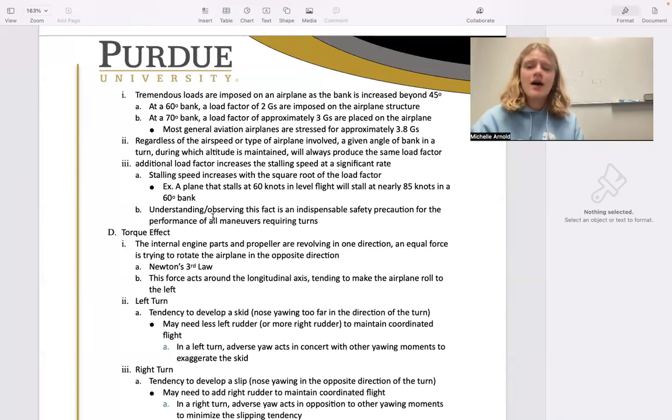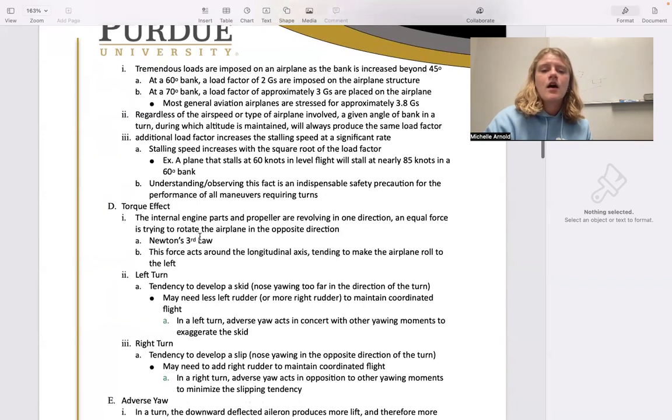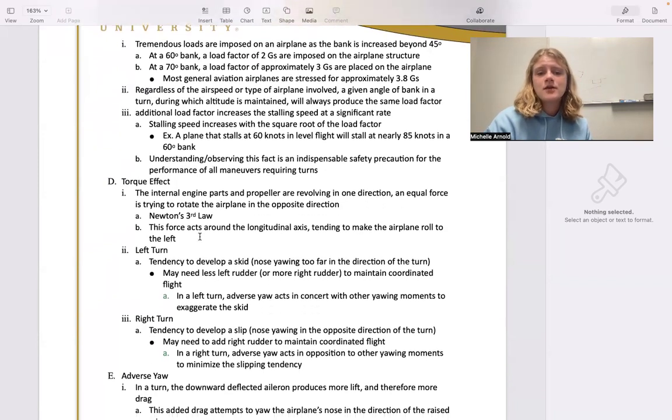So now we're going to talk about a couple aerodynamic effects that's going to affect the plane. So we'll talk about torque effect. This is going to cause a left turning tendency in the plane. This is because the internal engine parts and the propeller are revolving in one direction. And because of Newton's third law, there has to be an equal and opposite reaction. So since the engine is turning to the right, the plane is going to want to have that tendency to yaw to the left.